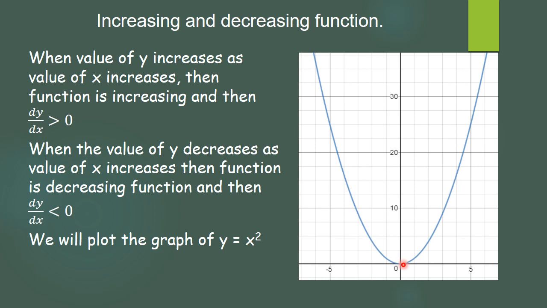Here, when I take positive values of x, we get the function y is equal to x square as an increasing function because we get dy by dx positive. While when we go for x negative, that is from minus infinity to 0, the value of dy by dx becomes negative. It indicates that the function is a decreasing function. So a function's increasing and decreasing behaviour depends upon the intervals.